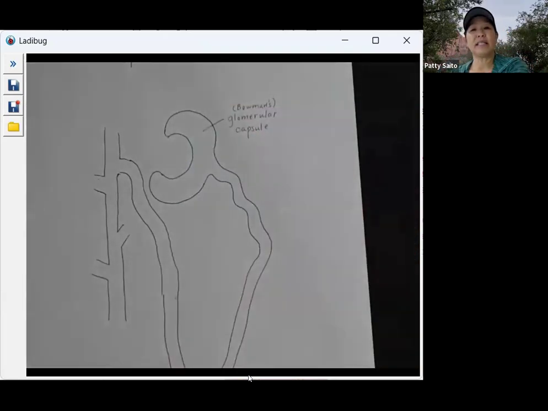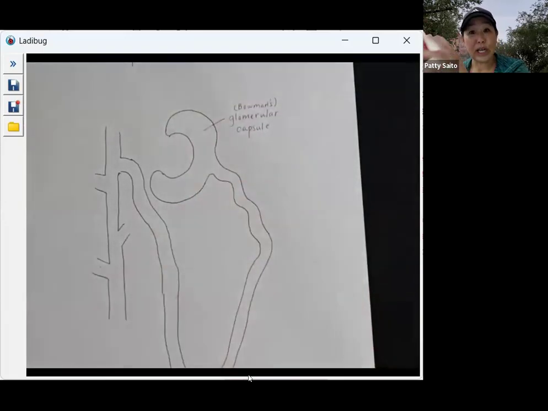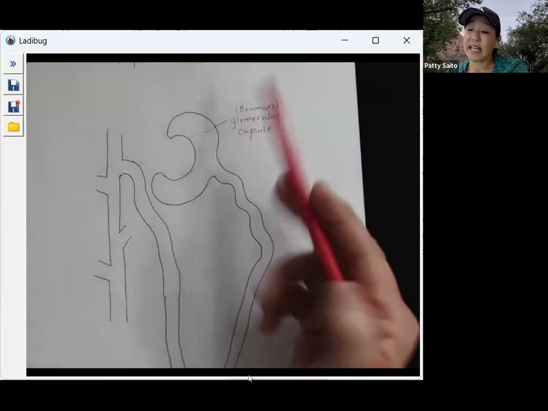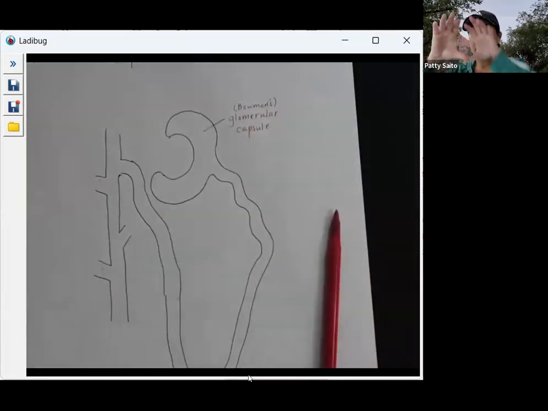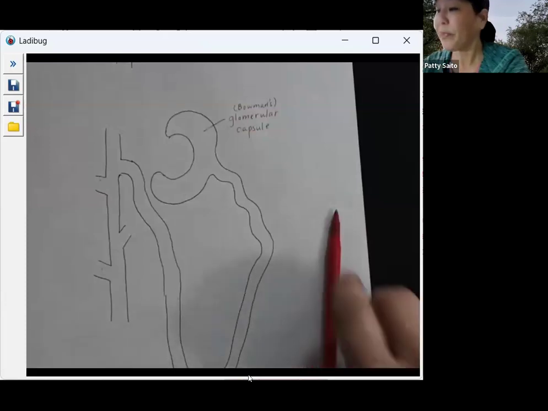Remember glomerulus, the word glomer. We looked at the adrenal cortex, one of the different layers. That word means in Latin or Greek, ball, like a ball of yarn, because that's what it looks like, a giant ball. I'm drawing a section through it, but imagine it going all the way around, forming a ball.